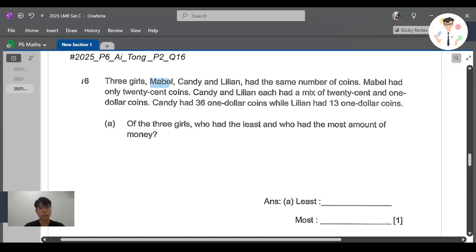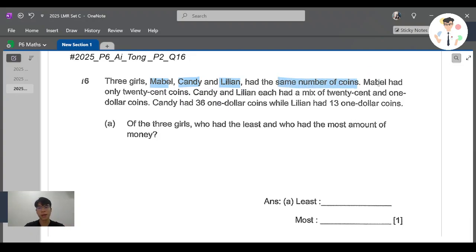3 girls, Mabel, Candy, and Lillian, had the same number of coins. Mabel had only 20-cent coins. Candy and Lillian each had a mix of 20-cent and $1 coins. Candy had 36 $1 coins, and Lillian had 13 $1 coins. Of the 3 girls, who had the least and who had the most amount of money?